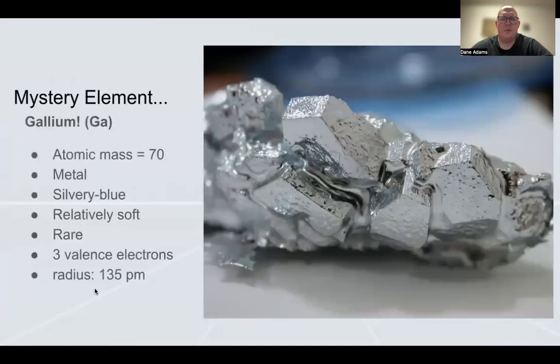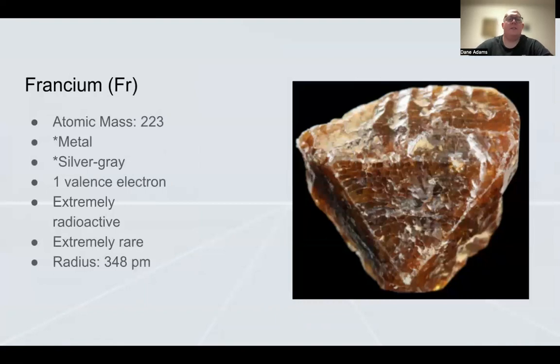Okay, let's take a look at francium. Francium has an atomic mass of 223. I put metal and silver gray, but I put them in asterisks, and I'll explain why in a minute. It does have one valence electron. Francium is extremely radioactive, which means that the actual identity francium does not last very long. It tends to decay into other elements very fast. It's even more rare than gallium, and it has a pretty large atomic radius.